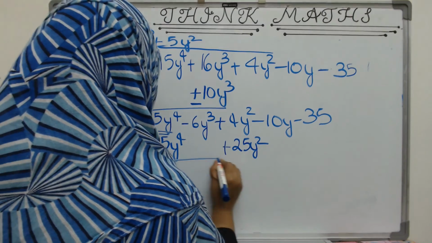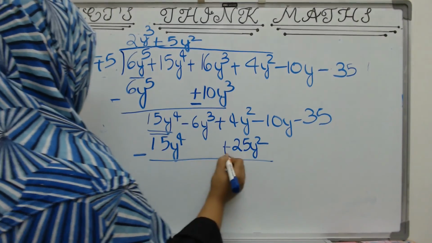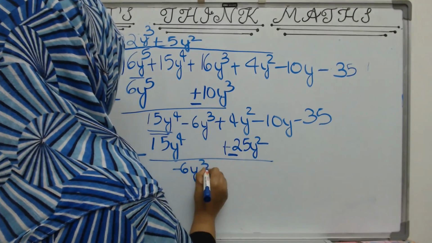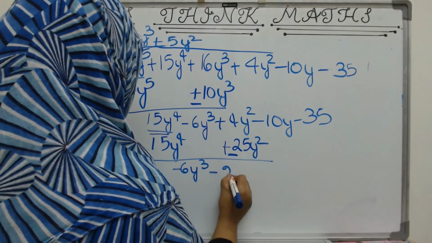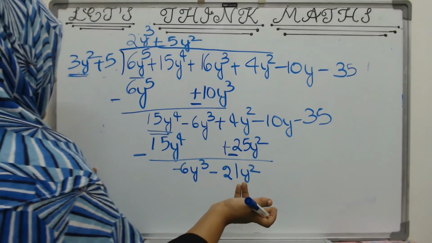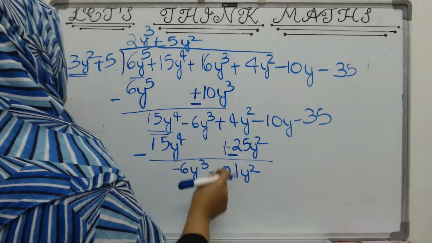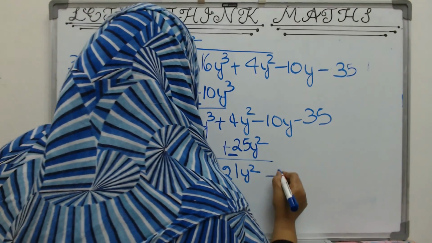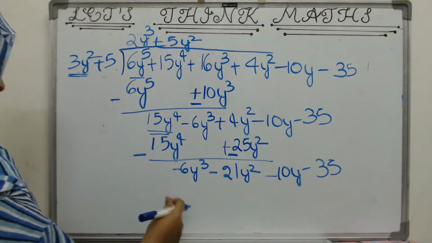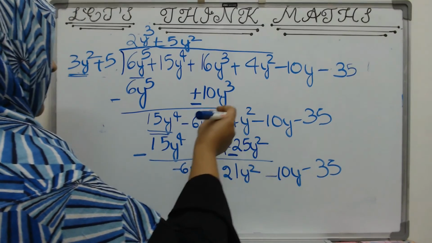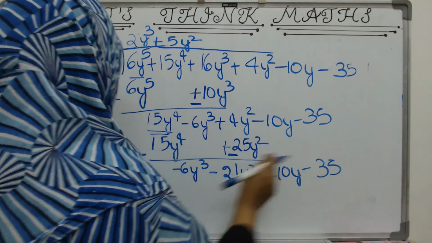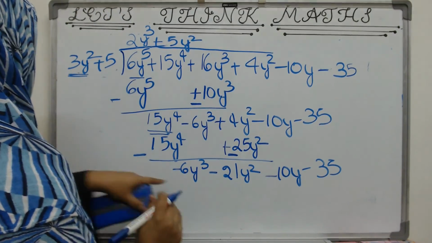Now again what do we do? Minus sign. This you write as it is. Then this you will write as minus 21y square. 25 minus 4 would be 21, so 4 minus 25 would be minus 21. Then again write down all of this. Again make sure that the terms are arranged according to their degrees: 3, 2, 1, 0. Again what do you do? First term of this, first term of this.